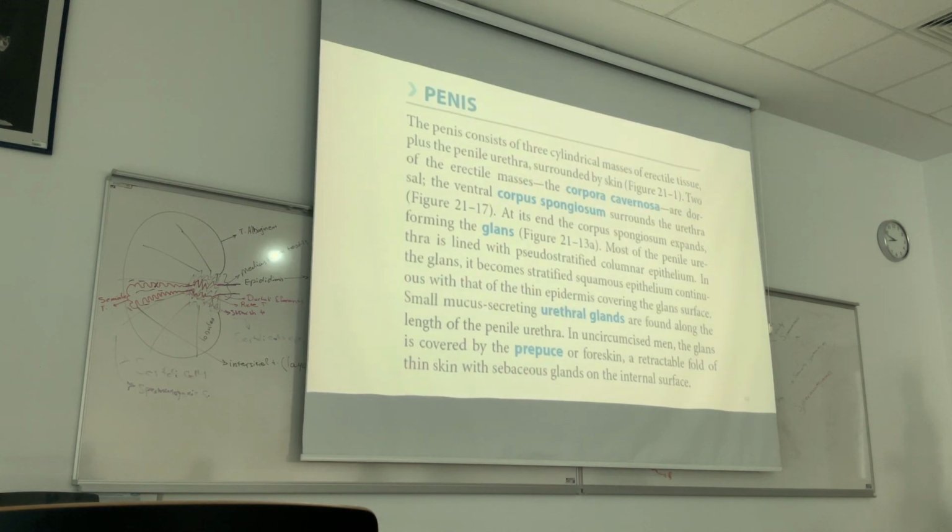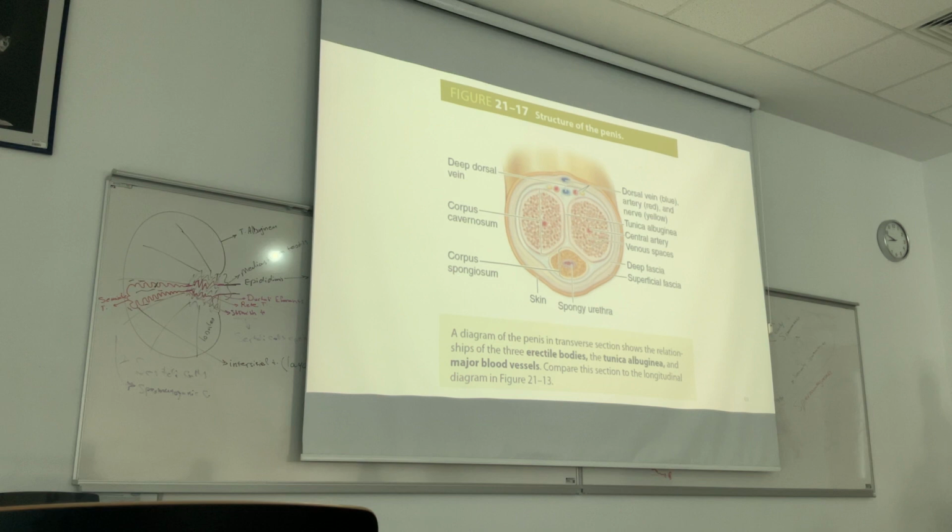And the last structure which we are going to talk about is the penis. Here you can see a schematic drawing of the penis in transverse section. As you can see, on the outer side we have the skin. Under the skin we have connective tissue, the dermis of the skin and hypodermis. And we have the dorsal veins and dorsal arteries in this part. In the middle piece, we have three different structures. On the upper side, we have the corpus cavernosum, and on the lower side, we have the corpus spongiosum.